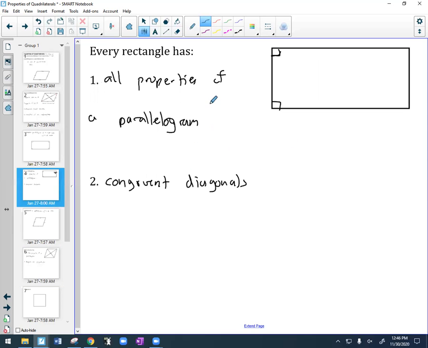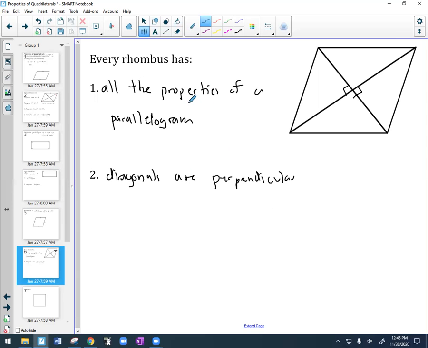So a rectangle gets all the parallelogram properties plus the diagonals are the same length. A rhombus gets all the parallelogram properties, and the diagonals are perpendicular. They're not the same length, because this is not a rectangle.